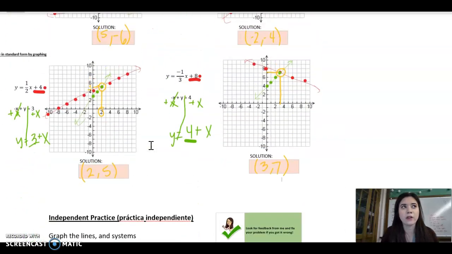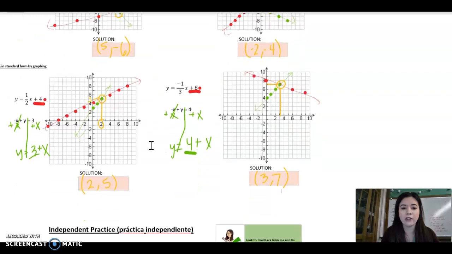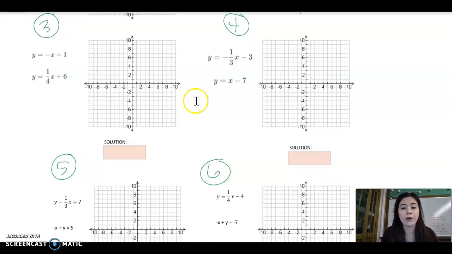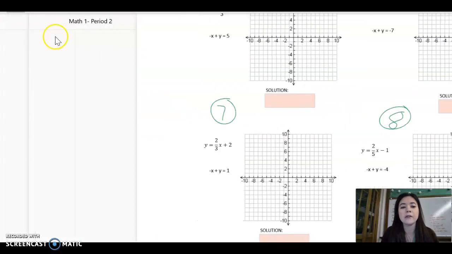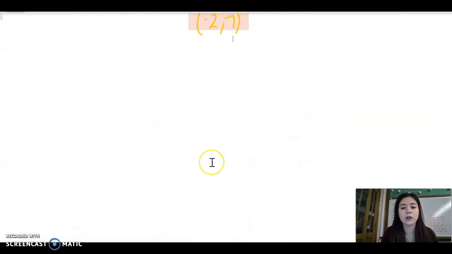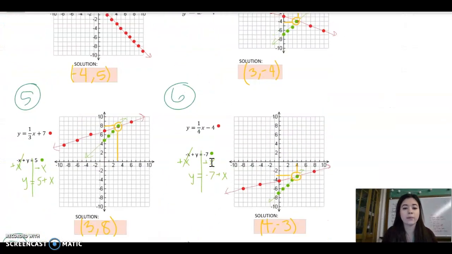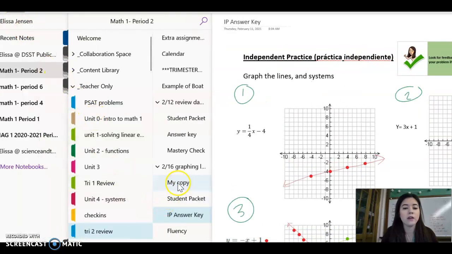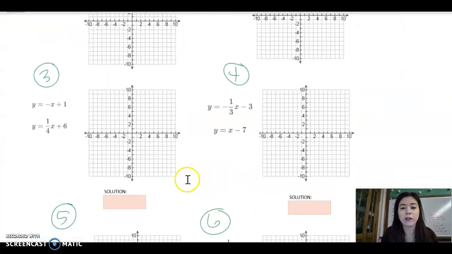If you need anything and you want to try a few more, let me know. But with that being said, I want you to move on to the independent practice. And then you do have the answer key to check your work and see if you've done them correctly. So work on your independent practice now. If you want me to do some with you, just let me know. And then check your answers as you go on the answer key to see how you're doing.